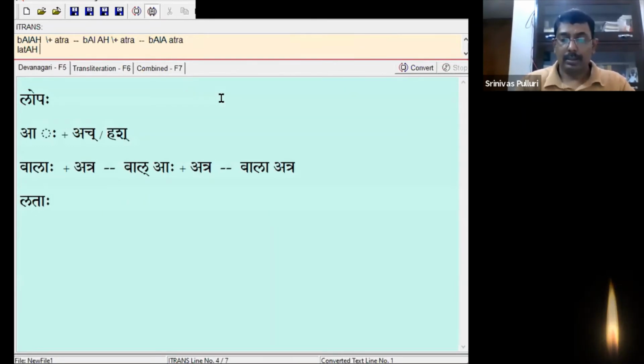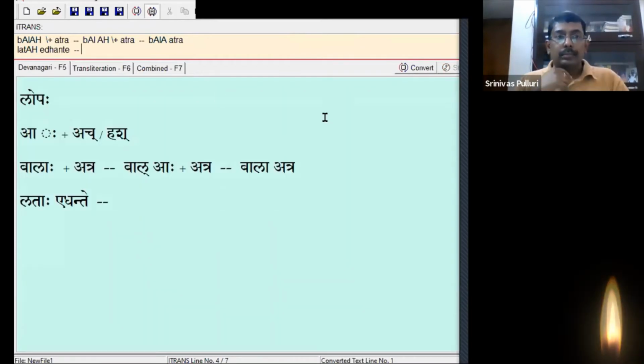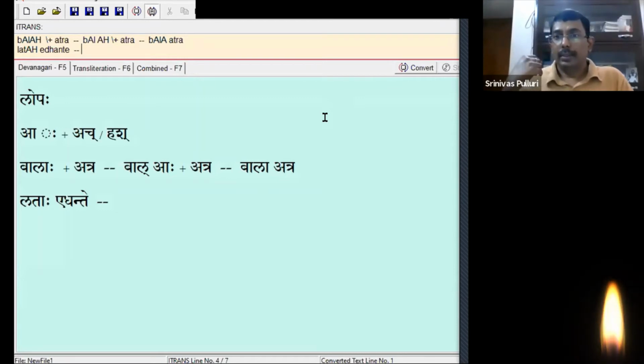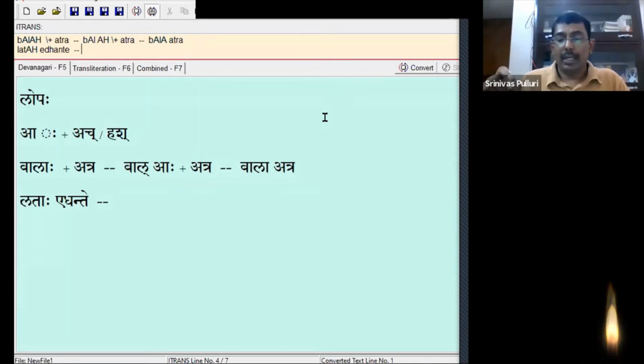Lataha edhante. Lata edhante. So this is a very simple rule. Now look at one more place where visarga is going to become lopaḥ, dropped. This visarga is going to be dropped under 4 circumstances. We have seen only one situation so far.